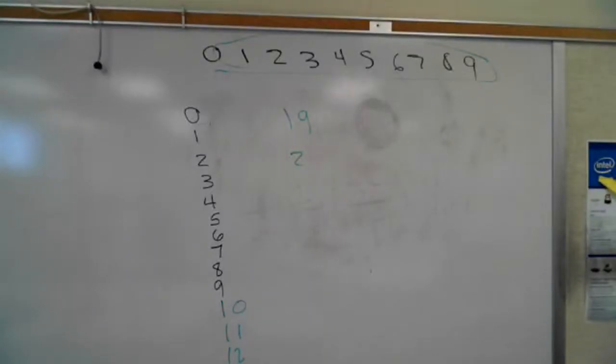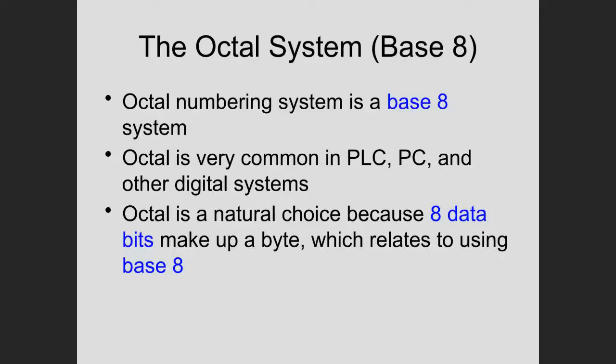So looking at base 8, the octal number system is base 8. Very, very common in PLCs, especially older ones. Allen Bradley used octal for addressing. It's a natural fit because you know that there are 8 bits in a byte. So there's a natural connection with the number 8.